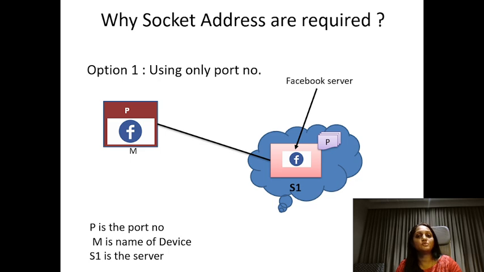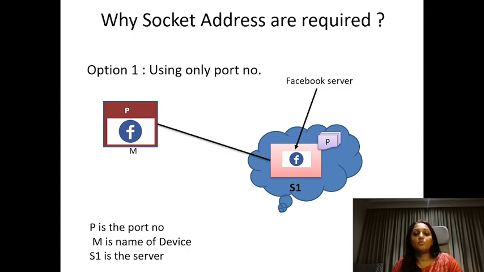So I am opening the Facebook page, which means that request goes to the Facebook server. You can see here S1 is the Facebook server, right? Once the request goes to S1, S1 will store the port number of M in its buffer. It is a connection-oriented TCP protocol, so first the connection is established, then the data is transferred. Now what does S1 have? The port P is stored in the buffer, which means S1 can understand that data comes from the machine M.